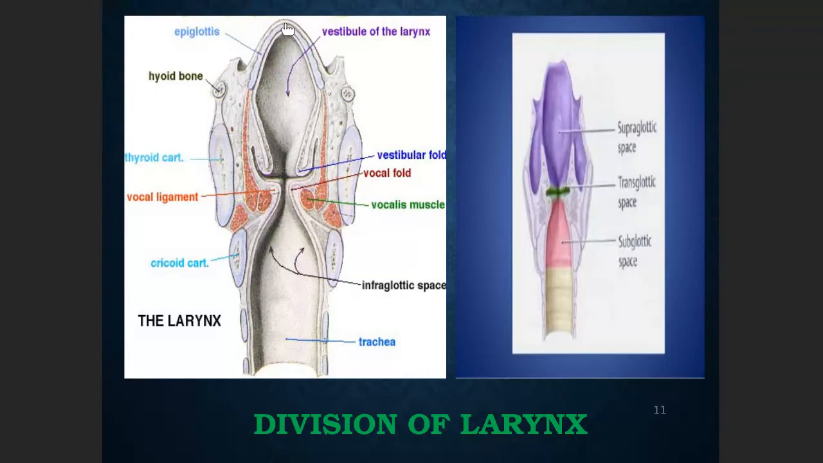This is the supraglottic, from the tip of the epiglottis to the ventricle. If you have an elliptical space, this is the ventricle. Until that it's supraglottic. From this area, 1 centimeter below the vocal cord, here you have the vocal fold, is the glottic area. From 1 centimeter below until the inferior border of the cricoid cartilage is the subglottic.